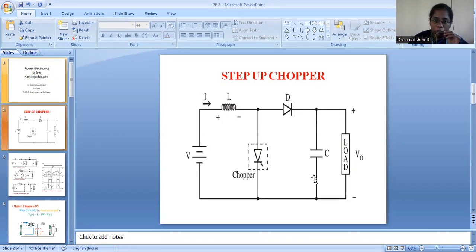So this is the configuration of a step-up chopper. Here we can see there is a source and we have an inductor connected at the source side, which is not the filter. Parallel to this source and inductor, we have a chopper switch. This switch can be a BJT, IGBT or MOSFET. And here we have a diode connected in this direction, and we have a filter capacitor and load. So this is the configuration of a step-up chopper.